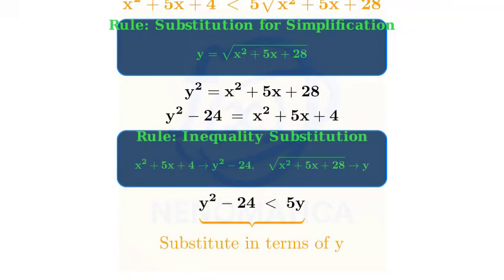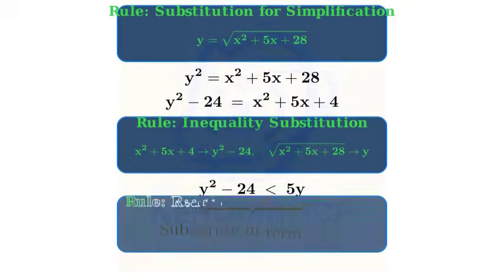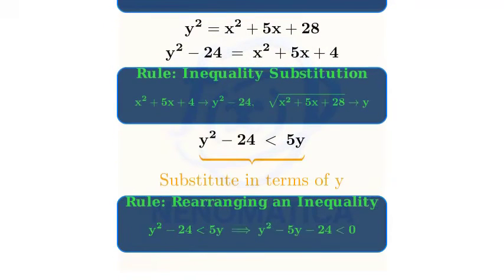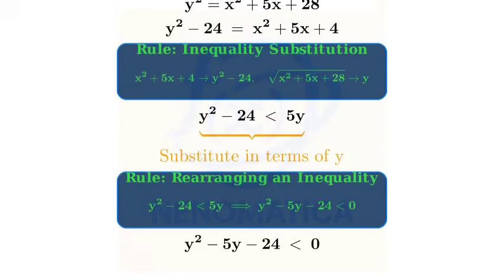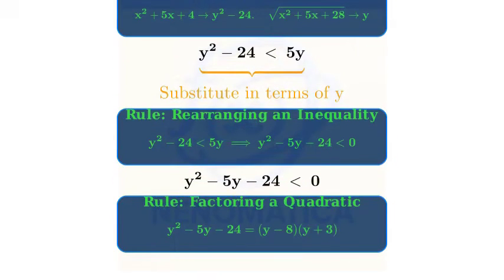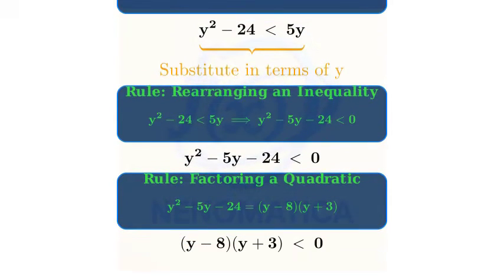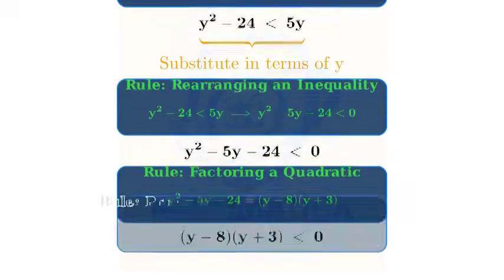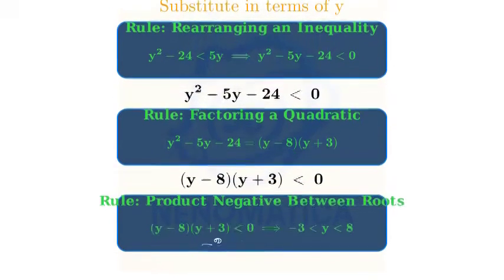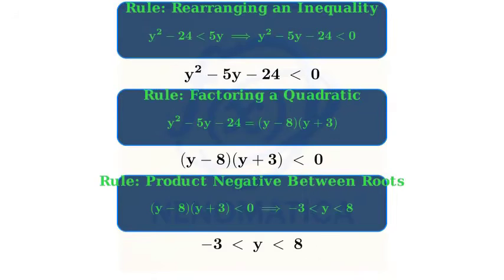Step 3. Move all terms to the left side. This gives a standard quadratic inequality in y. Y squared minus 5y minus 24 is less than 0. Step 4. Factor the quadratic. Y squared minus 5y minus 24 factors as (y minus 8) times (y plus 3), less than 0. Step 5. Use a sign chart for a product to be negative. The product is negative between the roots, so negative 3 is less than y, which is less than 8.